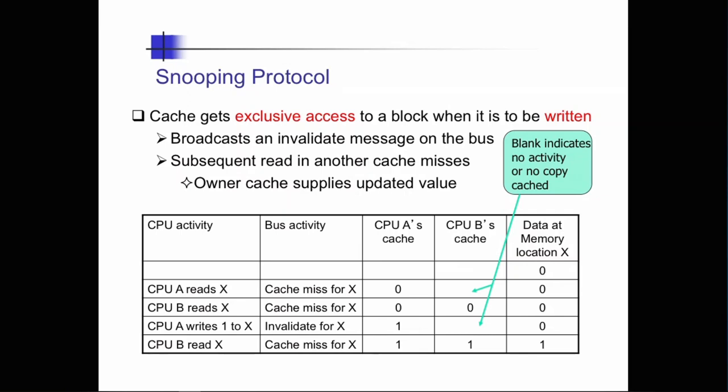Okay, so I hope we have gotten some background in this snooping protocol, and as you can see here, CPU B right now reads 1, which is the most updated value. So we have maintained coherent memory. So all copies of X are the same.